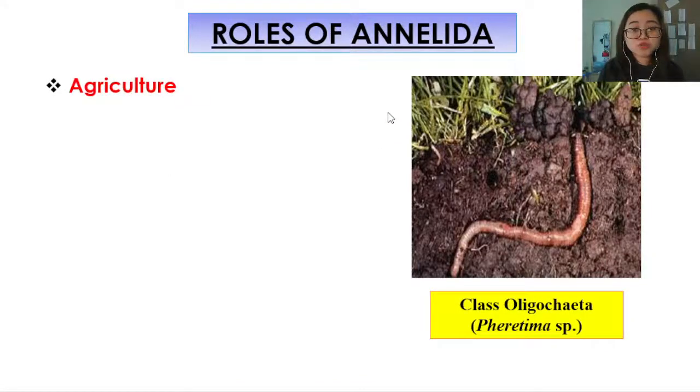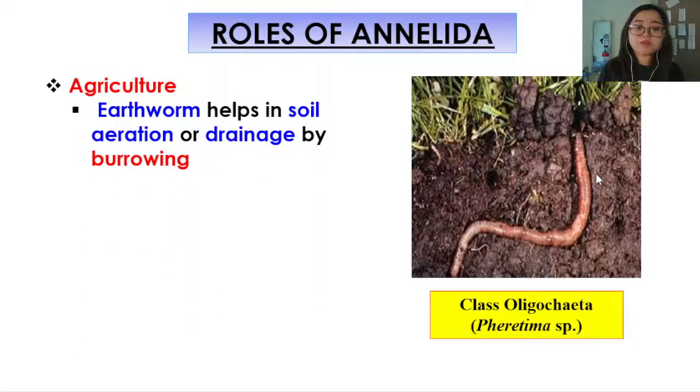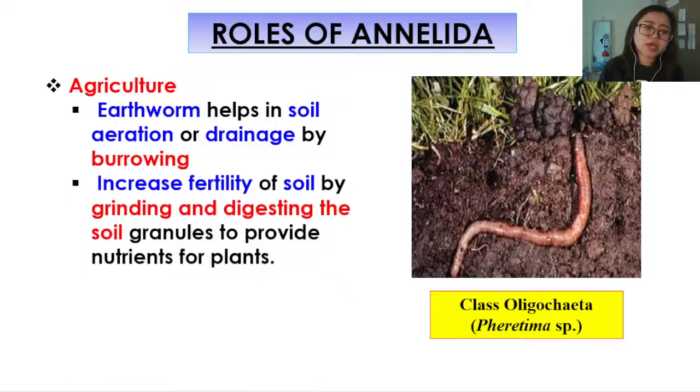Annelids are very useful in agriculture. For this one, we're going to look at our good friend, the earthworm. Earthworms help in soil aeration or drainage by burrowing. So that means bila cacing itu masuk dalam tanah, dia gerak, dia akan menggemburkan tanah. Bila dia gemburkan tanah, itu maksudnya tanah cukup soil aeration, sudah gembur, and air senang untuk mengalir. So water drainage will be better.